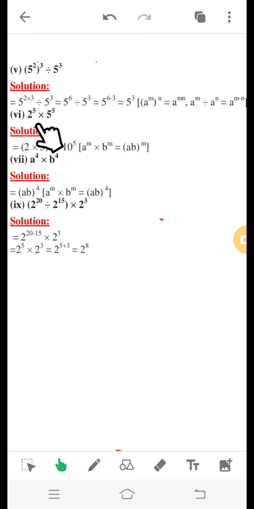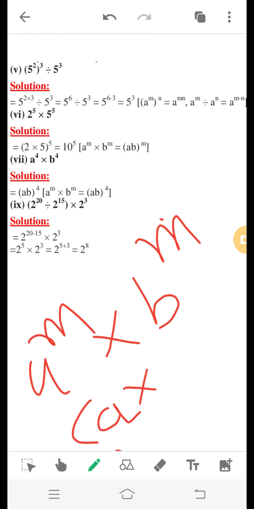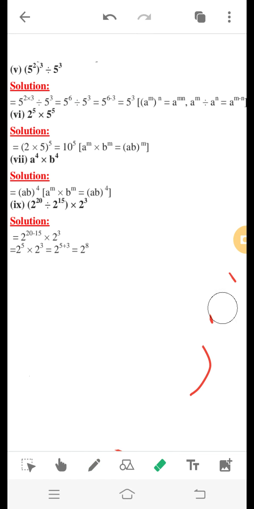Next one, 2^5 × 5^5. Now here the bases are different, but the power is the same. In that case, we have to follow this rule: a^m × b^m, where the powers are the same and the bases are different, we can write it as (a × b)^m. So here 2^5 × 5^5, the power is the same, so we can write it as (2 × 5)^5. 2 fives are 10, 10^5.